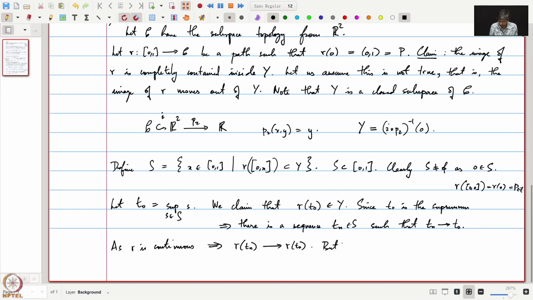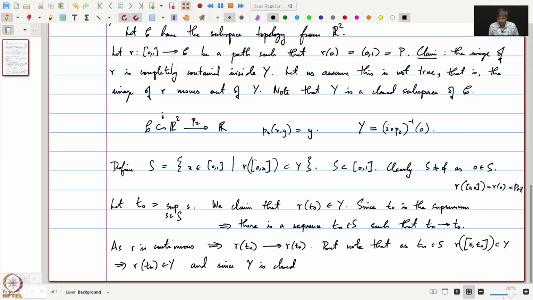But note that as Tn belongs to S, gamma of [0, Tn] is contained in Y, which in particular implies that gamma of Tn belongs to Y, and since Y is closed, every time we have a sequence of points inside Y which converge to some point, it will mean that the limit point is contained in Y. So this implies that gamma of T naught is in Y.